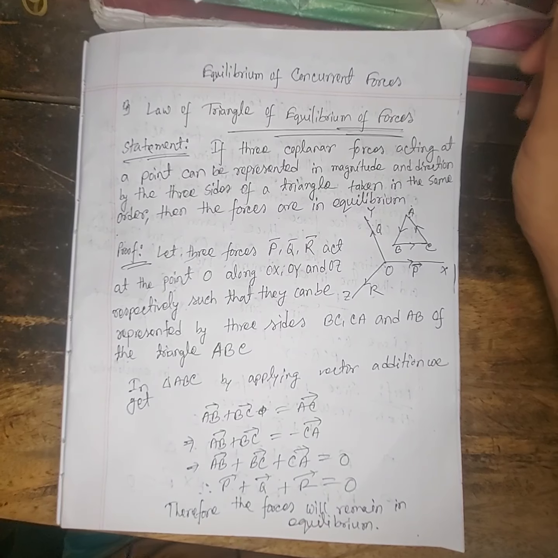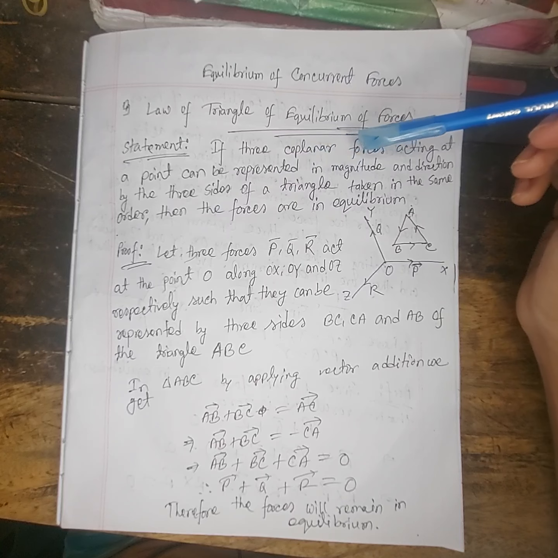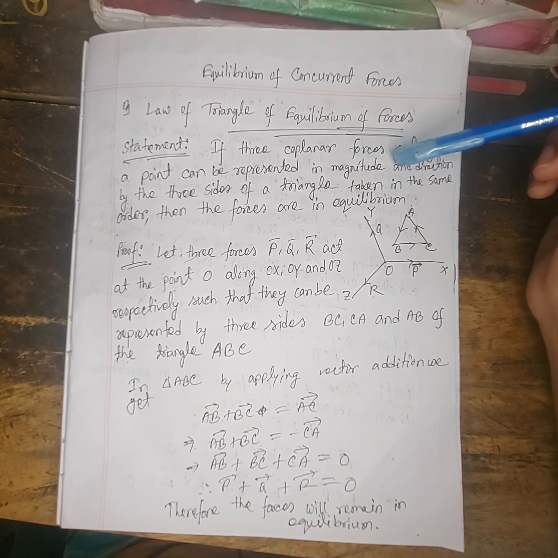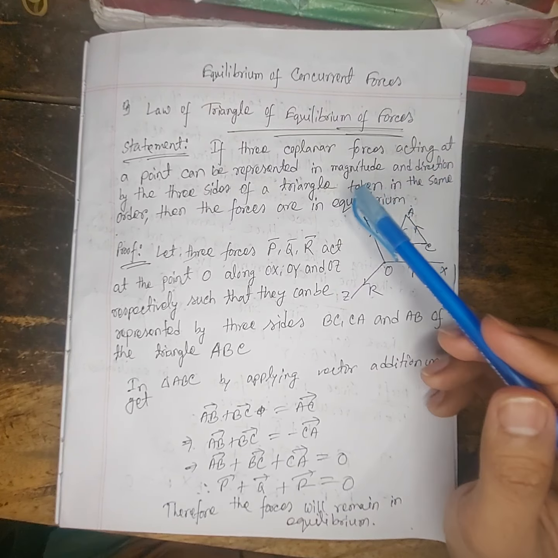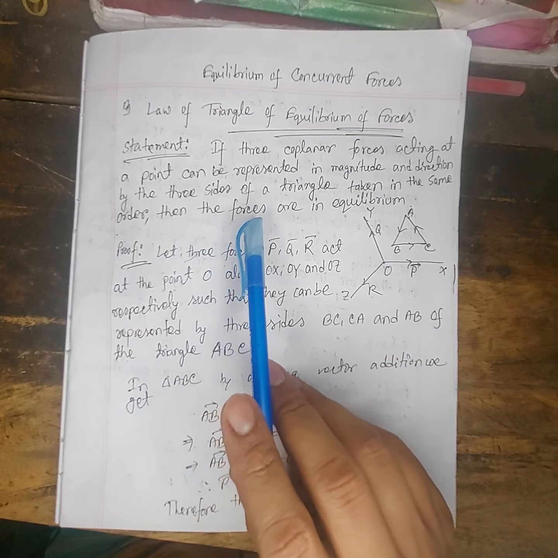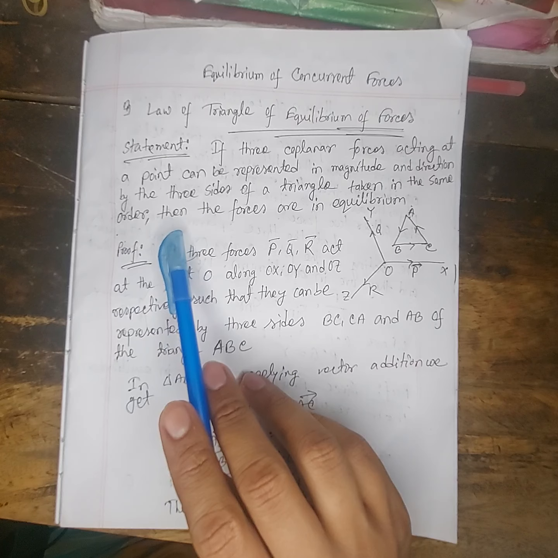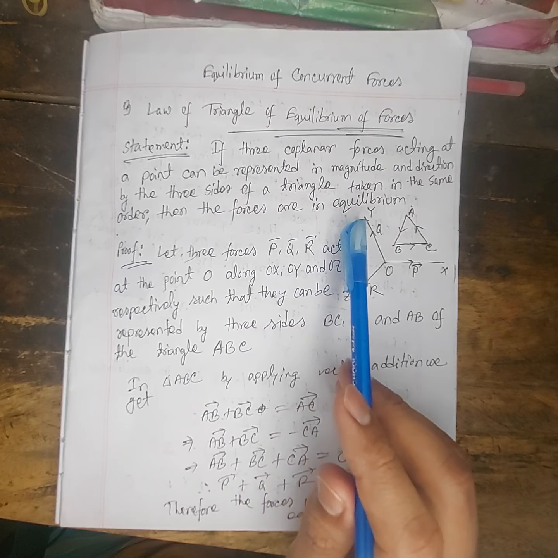Now the first theorem is: if three coplanar forces acting at a point can be represented in magnitude and direction by the three sides of a triangle taken in the same order, then the forces are in equilibrium.